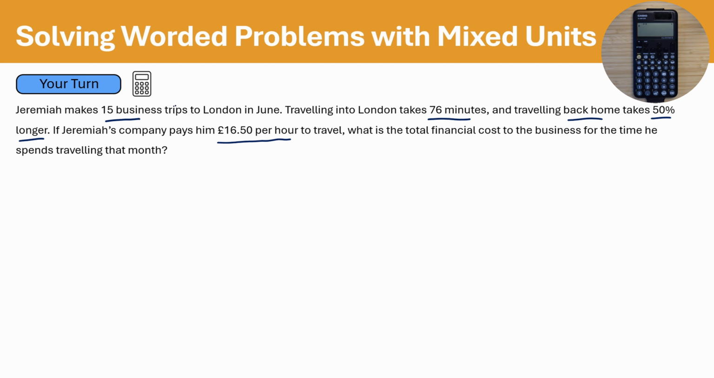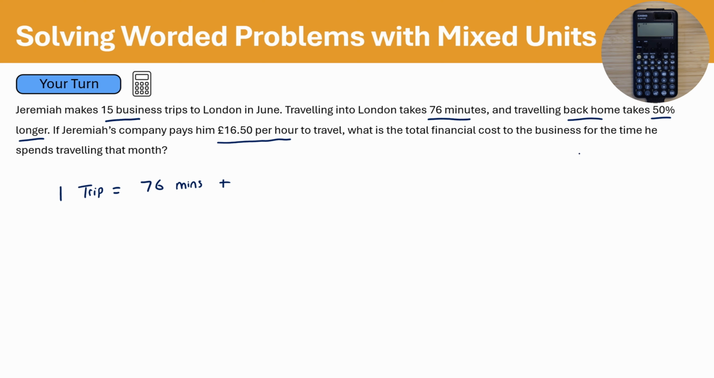A good way to start this question is to work out how long each trip takes him. So we'll say that one trip is equal to the 76 minutes it takes him to travel into London. And then it says, and traveling back home takes 50% longer. So we want to add on 50% longer than 76 minutes. Let's work out how long it takes him to get home.